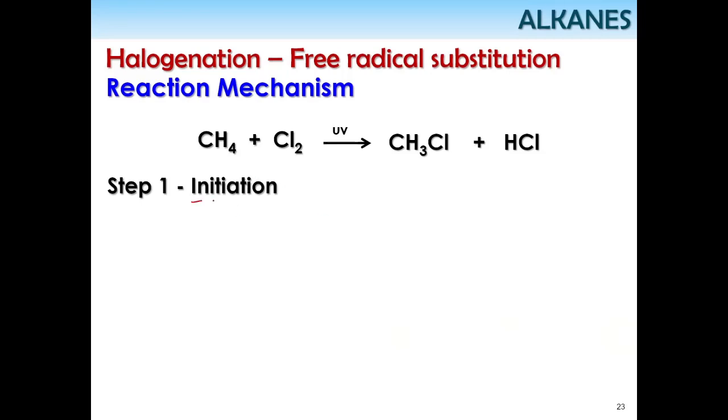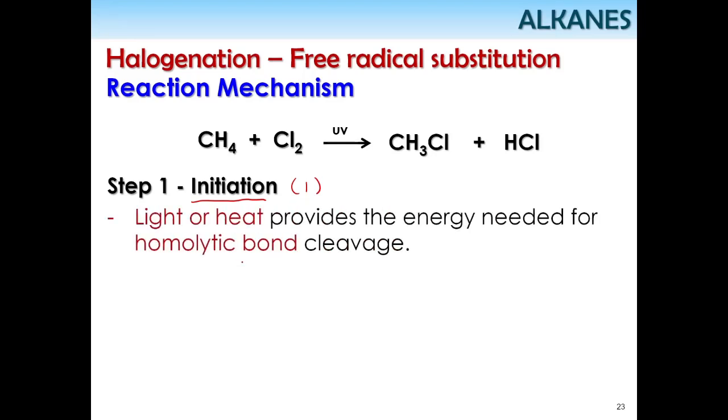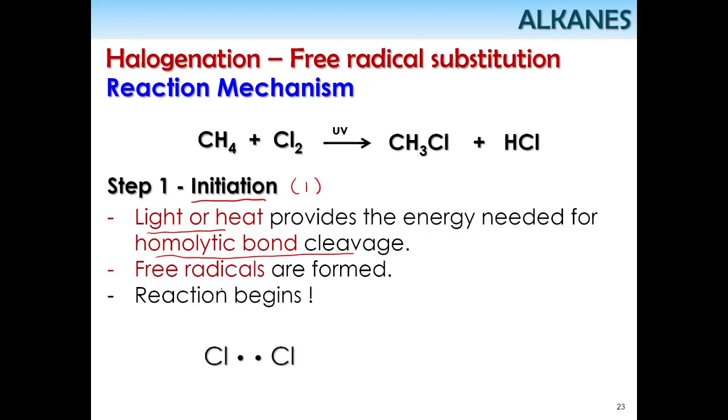So for step 1, initiation. Initiation is 1, referring to 1 reaction only. Light or heat provide the energy needed for the homolytic cleavage, so free radicals can be formed and the reaction can begin. So we can see this is actually Cl2, but we draw it like this because we want to show the movement of electron. So the electron will move like this.